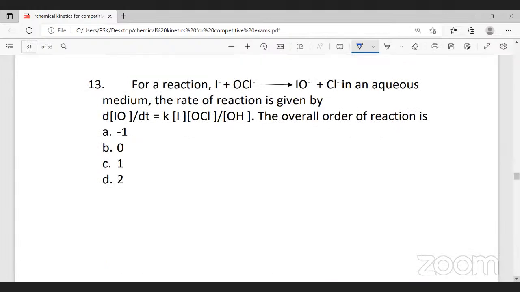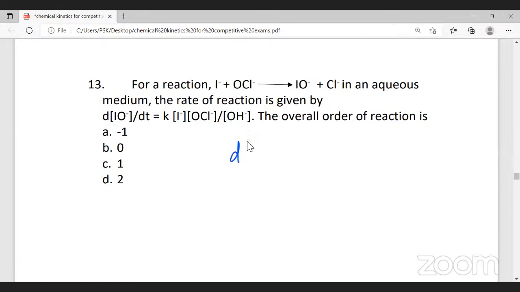The next question. For a reaction I minus plus OCl minus, giving you IO minus and Cl minus in a medium, the rate of reaction is given by: change in concentration of IO minus with respect to dt is K into concentration of I minus into OCl minus. The overall order of the reaction. What is the overall order of the reaction?